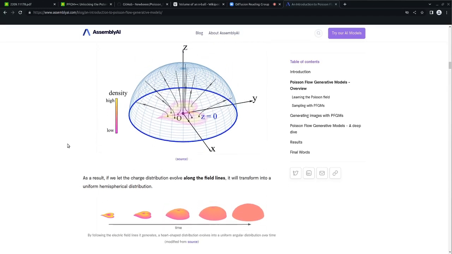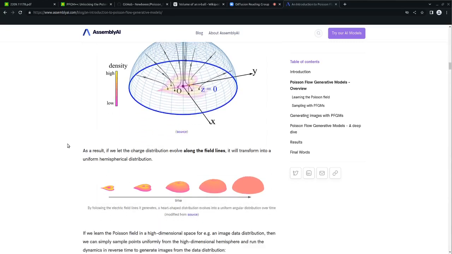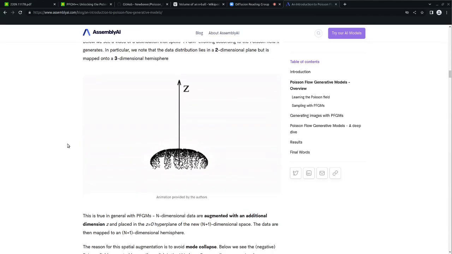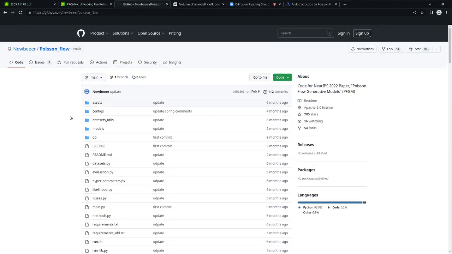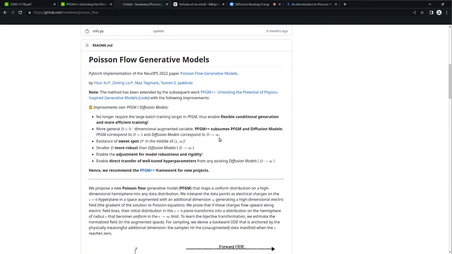Can this process be guided? That's a good question. I don't think this one can. At least the paper doesn't mention it, but if you look at the GitHub for the project, they mention that they now recommend PFGM because you can do conditional generation and more efficient training. So probably the thing to look at for that question would be PFGM instead.